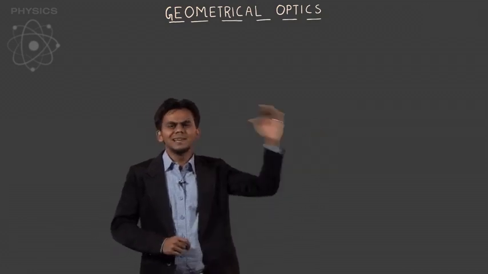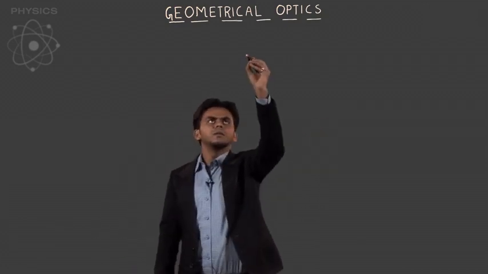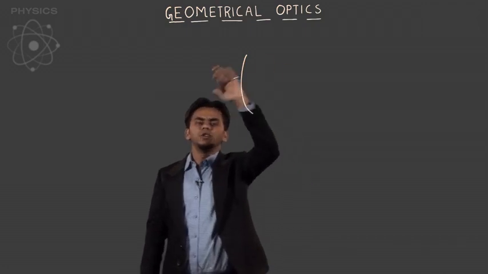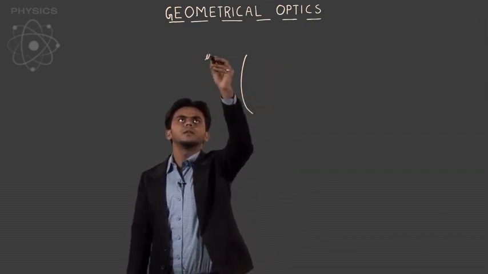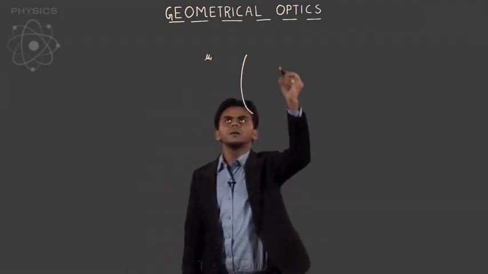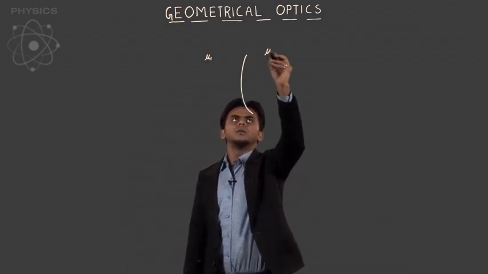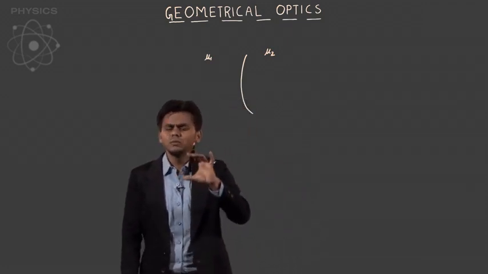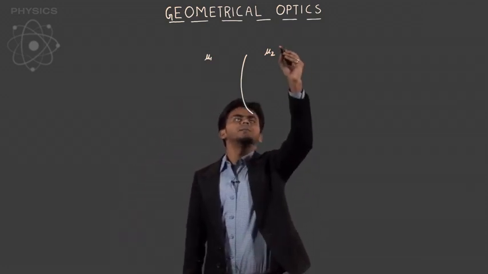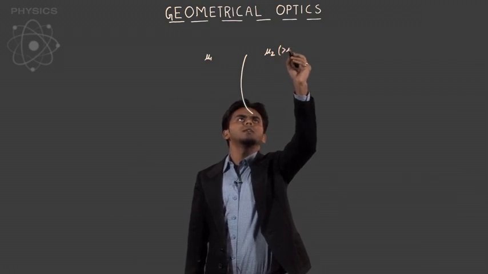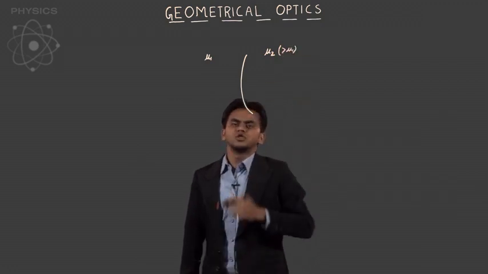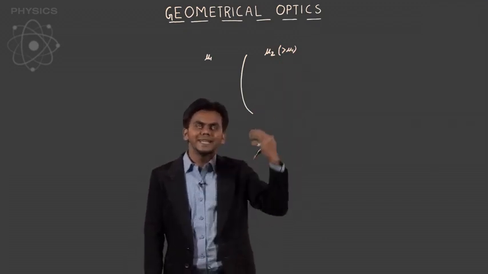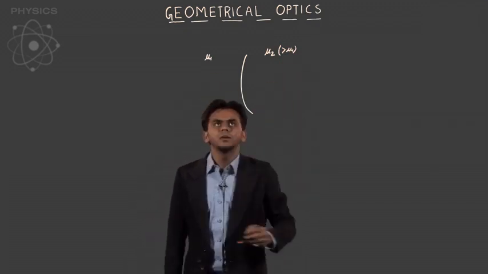So let's say this is an interface, spherical interface between two media. This is media 1 having refractive index mu1, and this is media 2 having refractive index mu2. Let's assume for the sake of it that mu2 is greater than mu1, which means that this medium over here is optically denser than this medium.